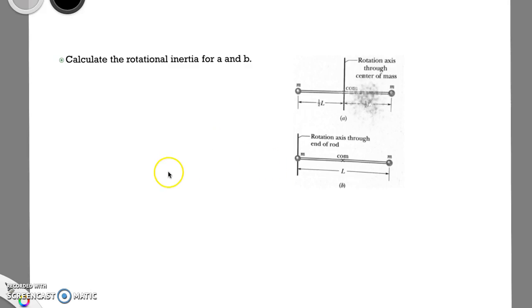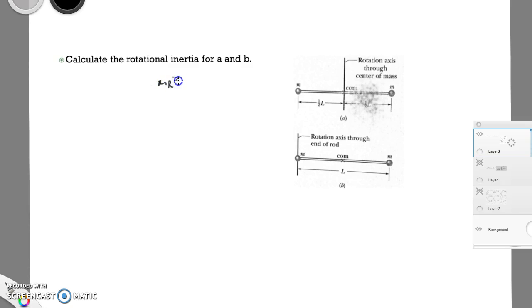Okay, so now we're going to get a little bit of practice with rotational inertia. We're going to do some where we have to use the table and some where we just add up all the mr squareds and find the sum of all those to get rotational inertia.